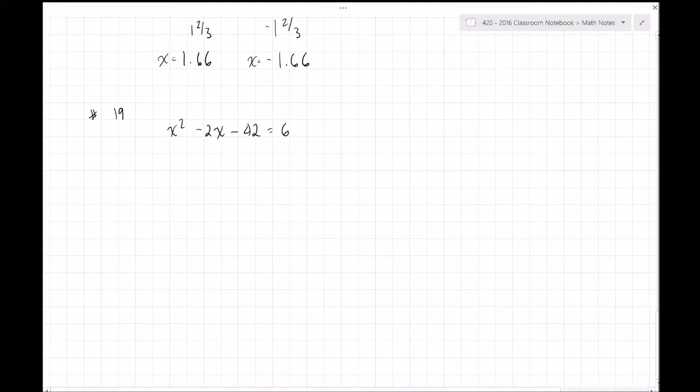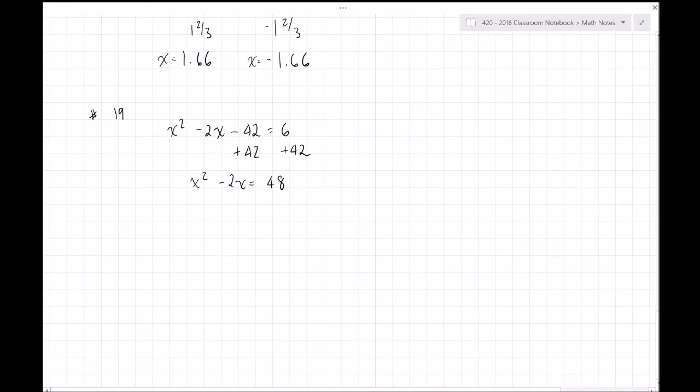So, first step, we are going to move c to the other side. So we're going to add 42 to both sides of the equation. And we get x squared minus 2x is equal to 48. Now we are going to complete the square.